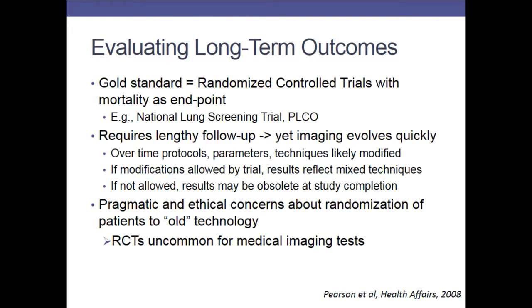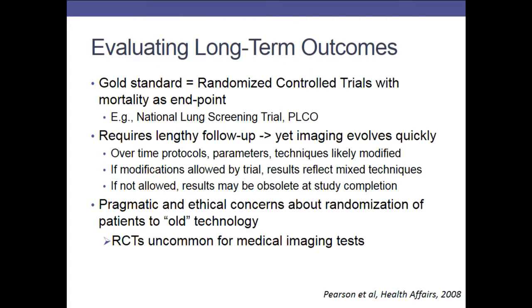So how do we evaluate long-term outcomes and prove that an intervention is beneficial? The gold standard, as you probably know, is a randomized control trial that uses mortality as an endpoint. And there have been some examples of really important randomized trials of imaging over the years. Some of them include the National Lung Screening Trial, as well as the Prostate, Lung, Colorectal, and Ovarian Screening Trial.